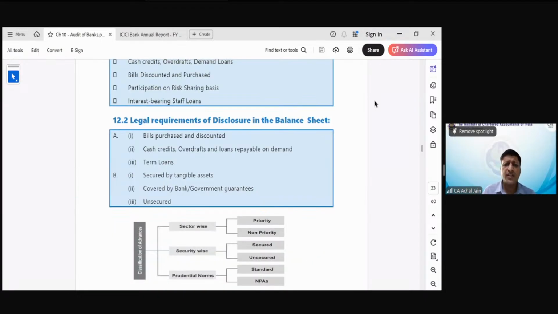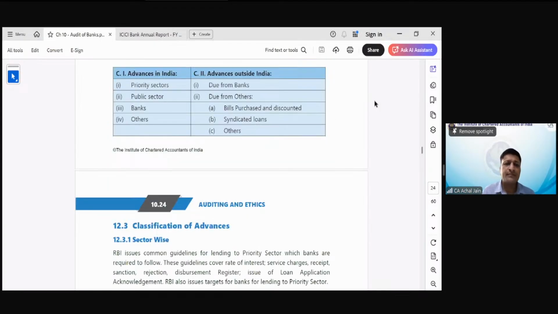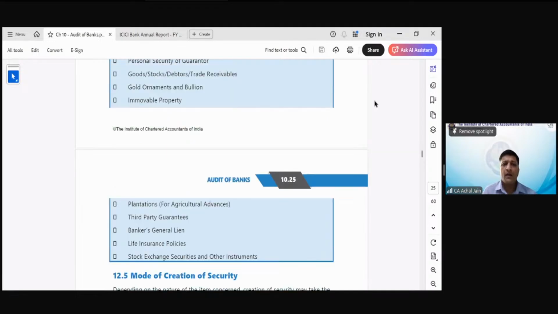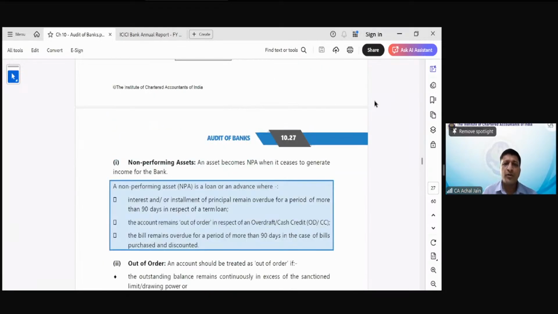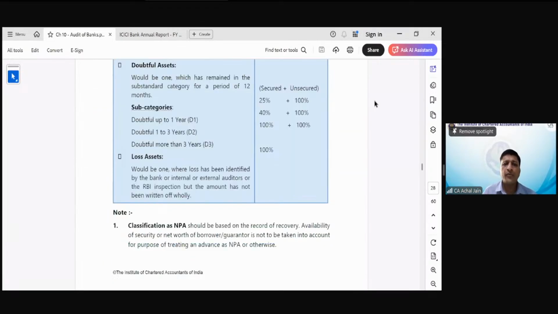Now this is the classification criteria. You can just flip through this. Okay. So even if you just flip through this, I think you get a fair idea. Correct? All right. So now moving on to this concept of drawing power.